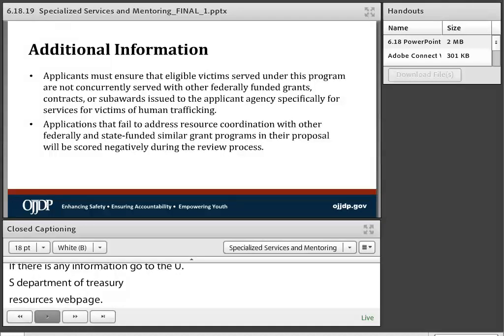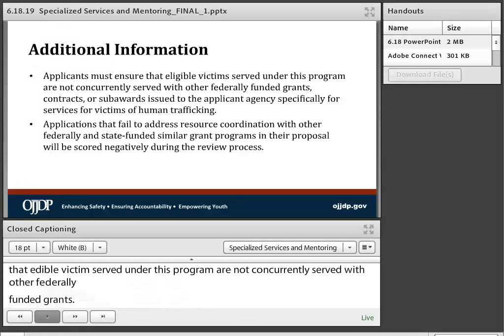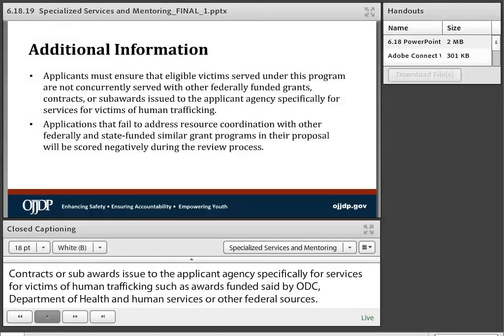With regard to services provided to individual clients, applicants must absolutely ensure that eligible victims served under this program are not concurrently served with other federally funded grants, so contracts or subawards issued to the applicant agency specifically for services for victims of human trafficking, such as awards funded by OVC, the Department of Health and Human Services, or other federal sources. So we really want to make sure that we are addressing resource coordination with our other federal and state-funded grant programs.